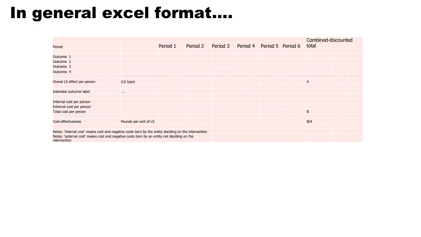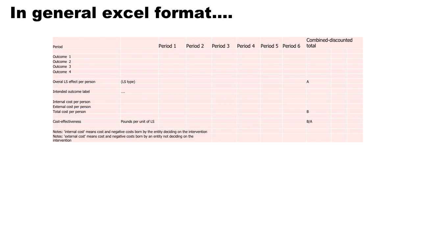And then the question is, how has that outcome changed in period 1, period 2, period 3, period 5, period 6? If you combine them all together, preferably discounted, although the examples I'm going to show are undiscounted, you're going to have totals over the whole period of the intervention. And then what you would like is an overall life satisfaction effect per person. That gets you a combined discounted total, which is going to be A. A is going to be our measure of total benefits.